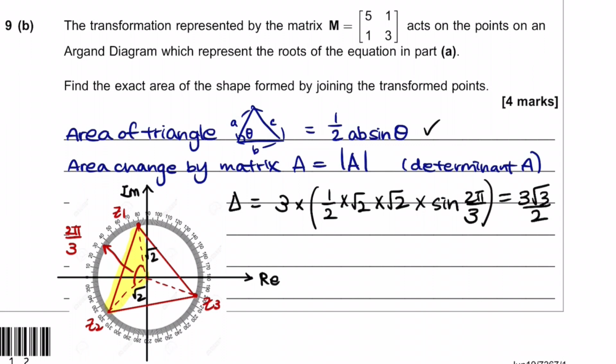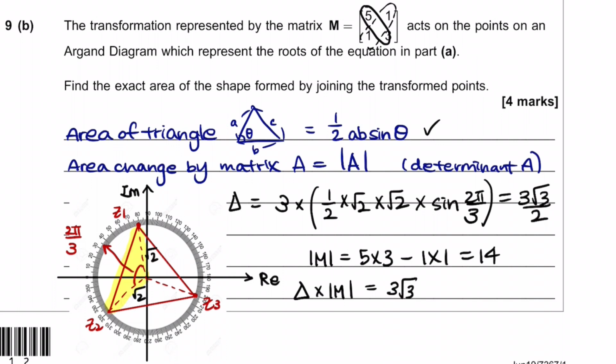And now we have to find the matrix determinant for our M. So the determinant of M is 5 times 3, which is this diagonal, and then we subtract the multiplication of the other diagonal, which will give you 14. Now the area change is the area of the triangle before transformation times the transformation matrix determinant. So that is 3 root 3 over 2 times 14. Therefore, the new area is 21.